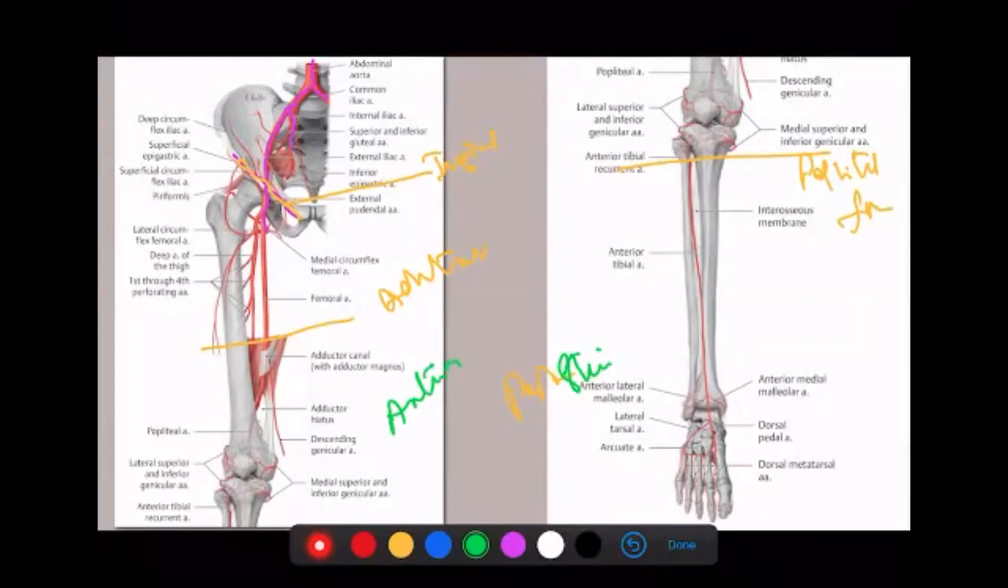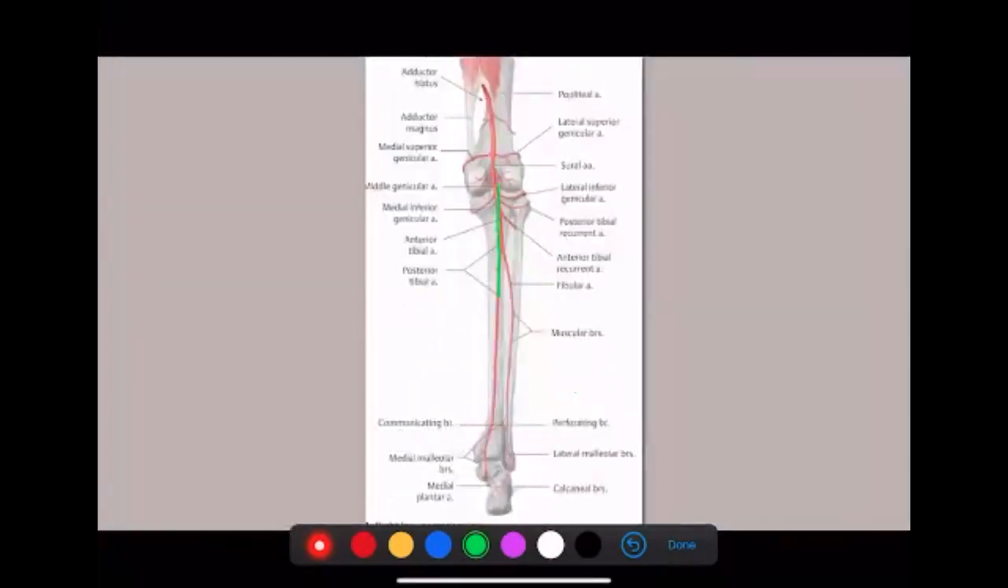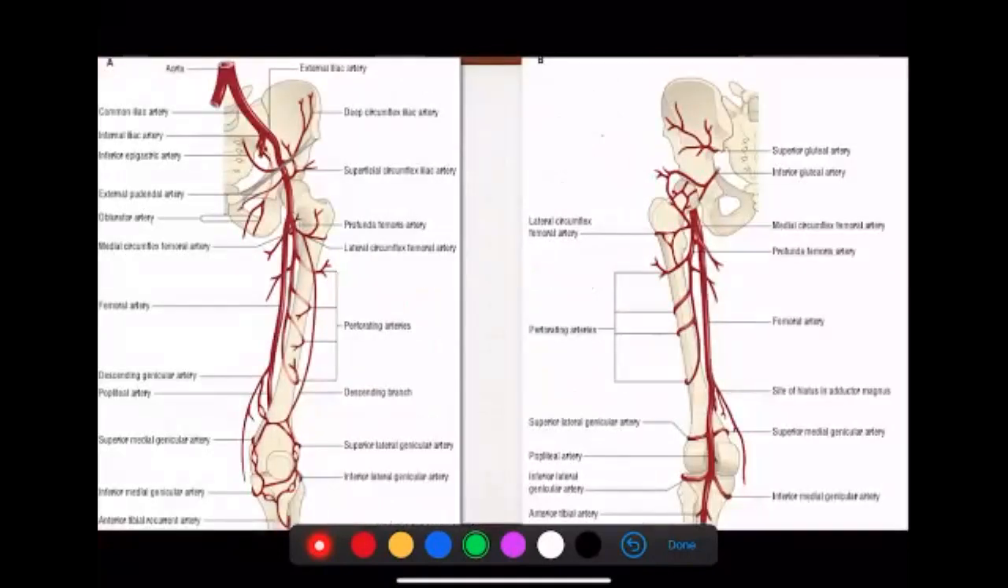The femoral artery gives its branches in the proximal and distal thigh. Beyond the adductor hiatus, this is known as the popliteal artery, and the popliteal artery again divides into anterior and posterior tibial arteries. This is the posterior tibial artery. So same depiction.